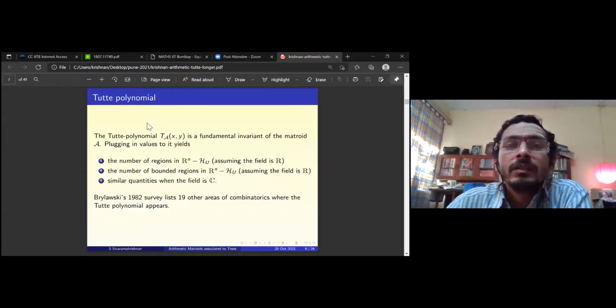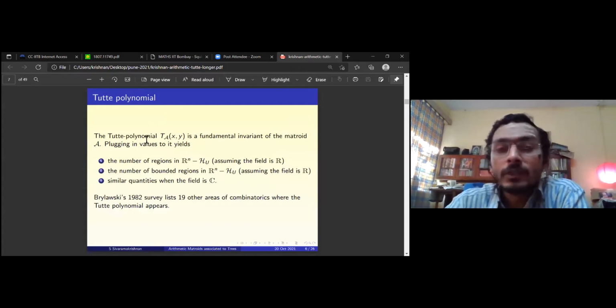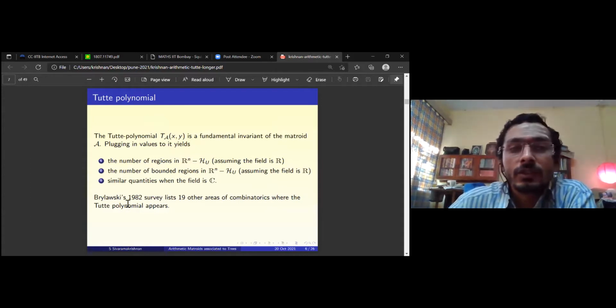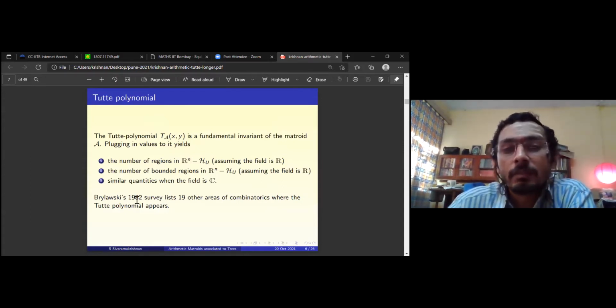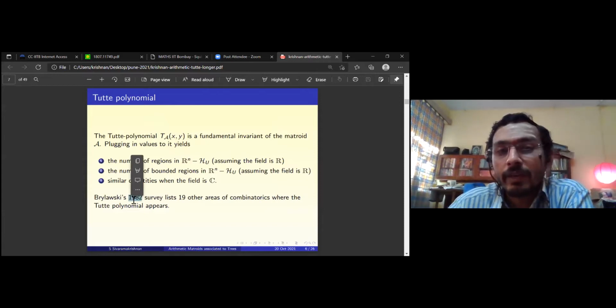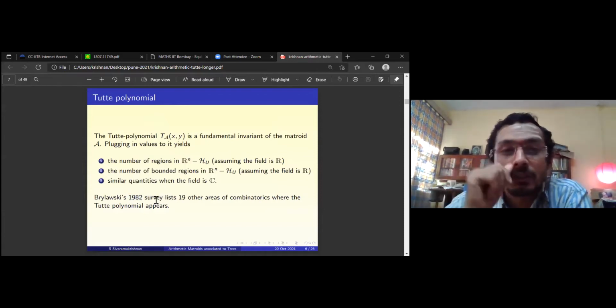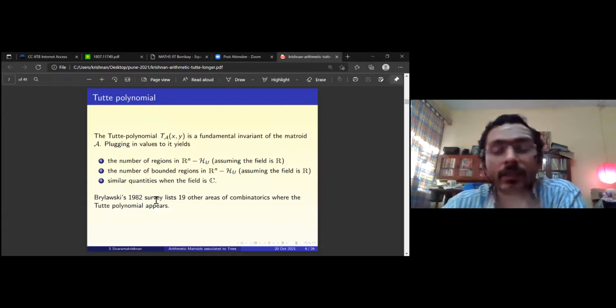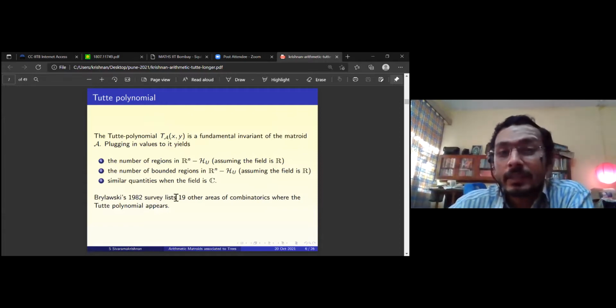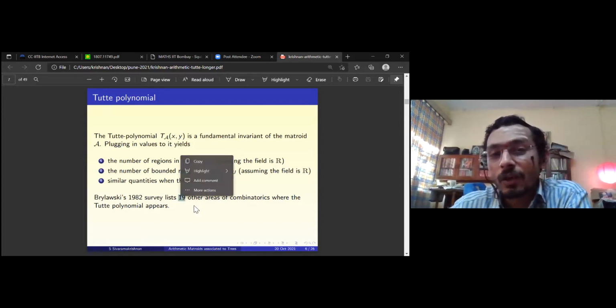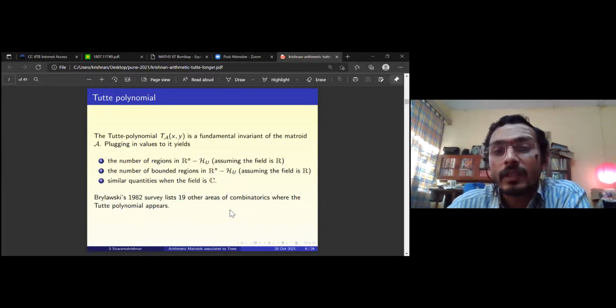So I'll just go on to what is called the Tutte polynomial. Why do I mention this Tutte polynomial? Because there is this survey from 1982. 1982 meaning I was maybe wearing half pants and running in school. At that time he lists 19 areas of combinatorics. Now there are updated versions of the survey, not just 19. Now the list has gone up to something like 40. So there are about 40 different areas in which this Tutte polynomial is used.